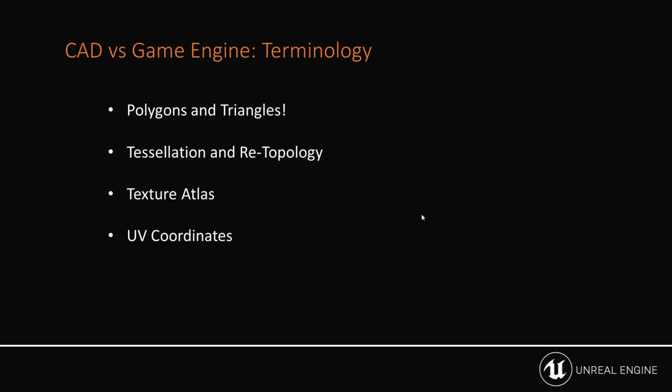If you don't have UV coordinates, you're not going to have texture. If you don't have clean UVs, you're going to have a messy texture. So UVs are very important, especially when it comes to visualizing data with imagery as textures.